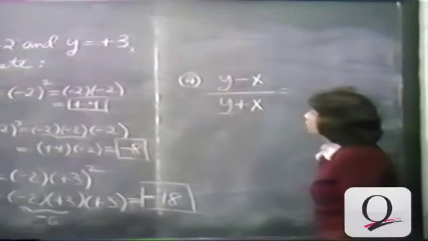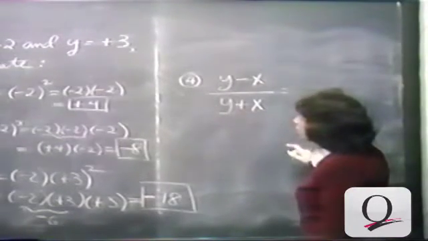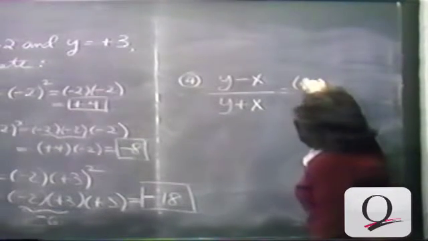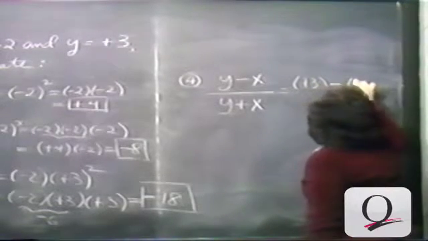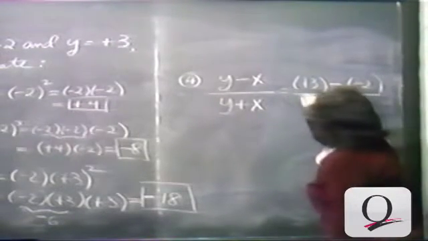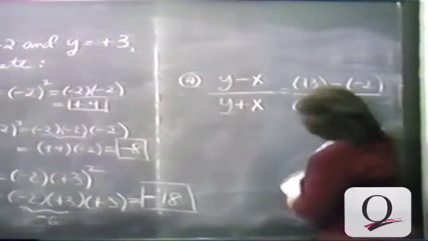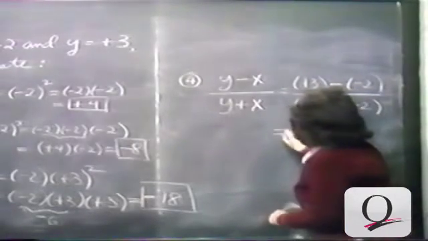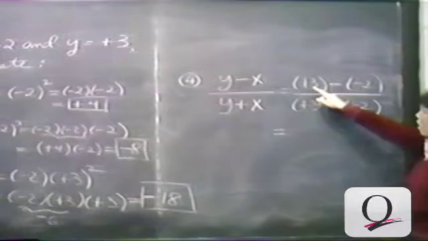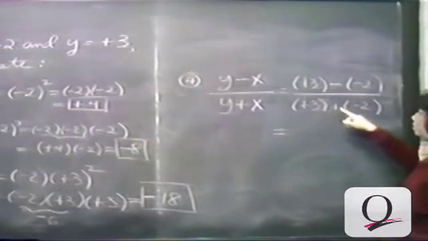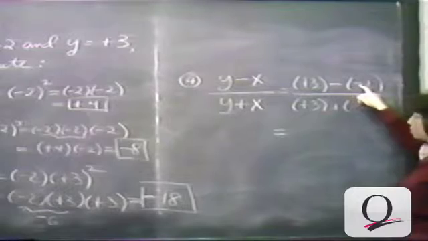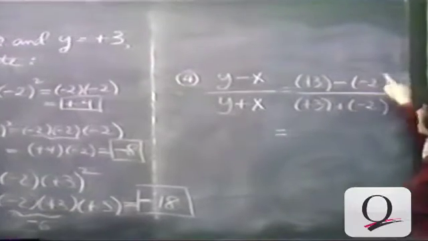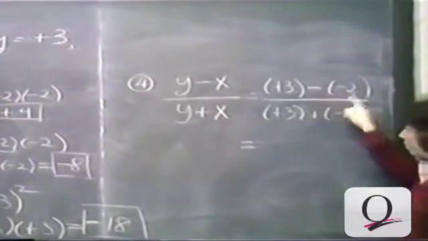Y minus x over y plus x. Y, remember, is plus 3 and x is minus 2. Okay, this is plus 3 take away a minus 2 over plus 3 and a minus 2. Y minus x over y plus x. A very common mistake is to forget about the minus sign on the minus 2 here. This is y, take away x, but x itself is a negative number, so be very careful when you write this over.